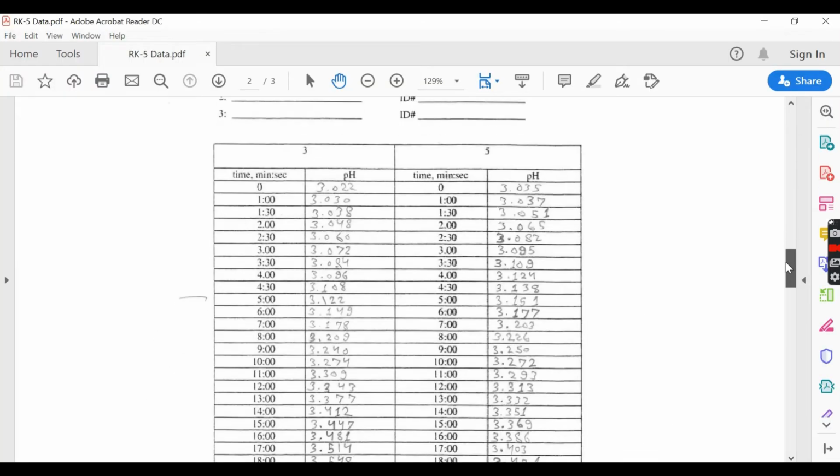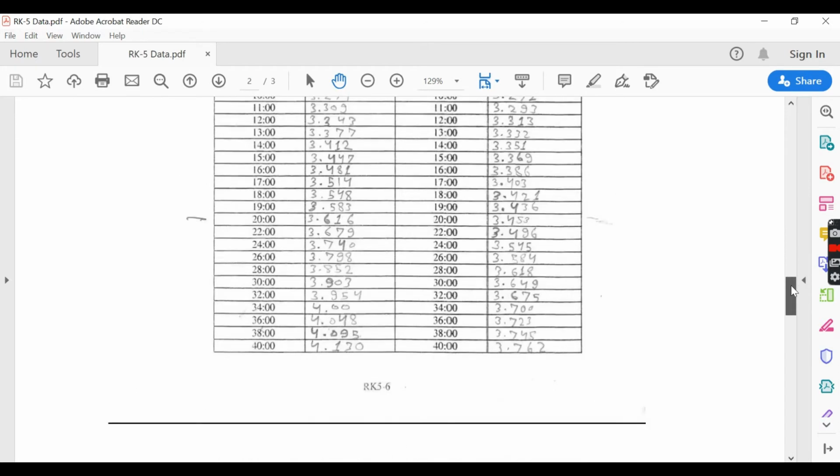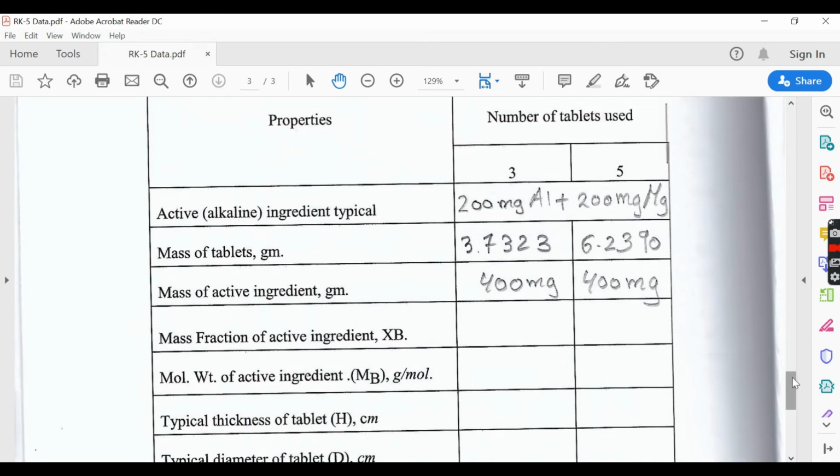RK5 data has the pH readings with time for 3 tablets and 5 tablets. After that, the properties of the anti-acid tablets. The active ingredient here is 200 milligrams of aluminum hydroxide plus 200 milligrams of magnesium hydroxide. The mass of tablets here is 3.732 grams for 3 tablets and 6.2390 for 5 tablets. This is the total mass for 3 tablets and the total mass for 5 tablets.